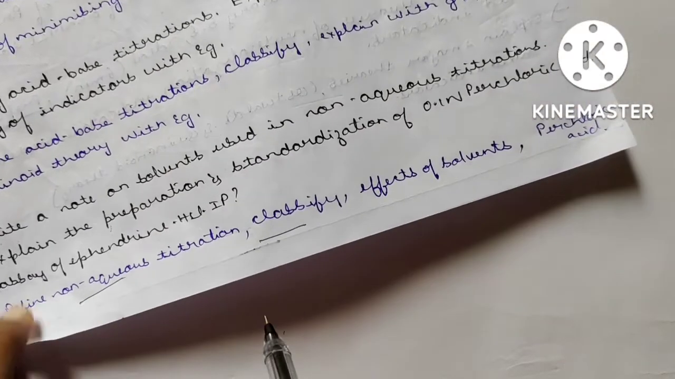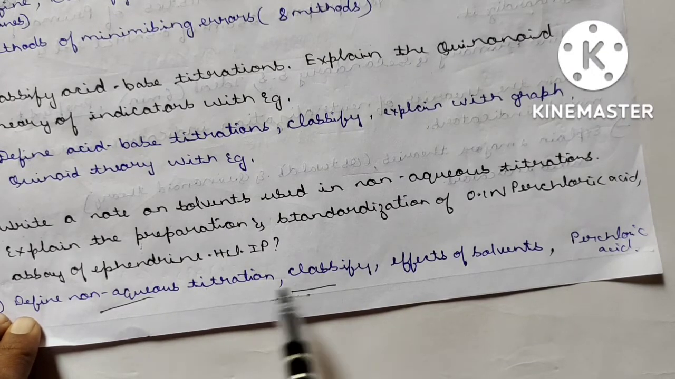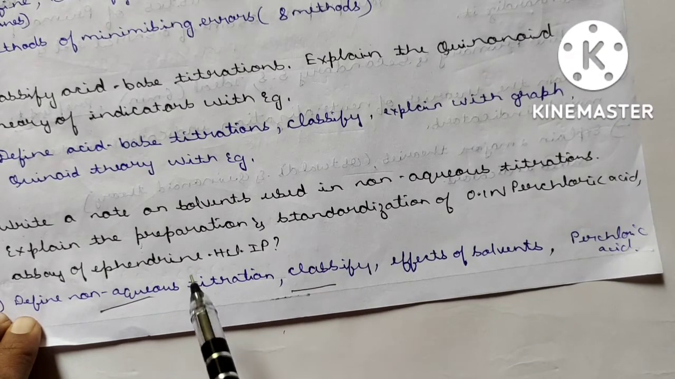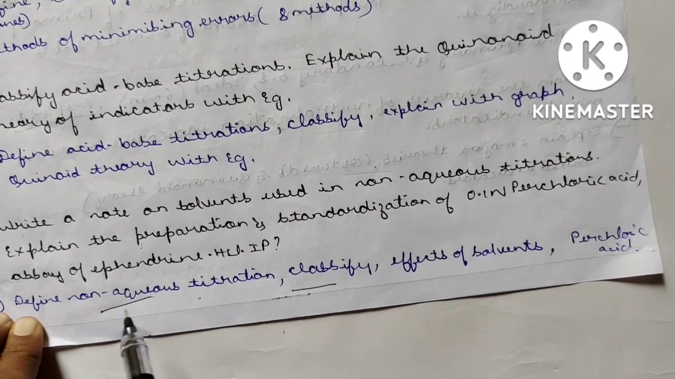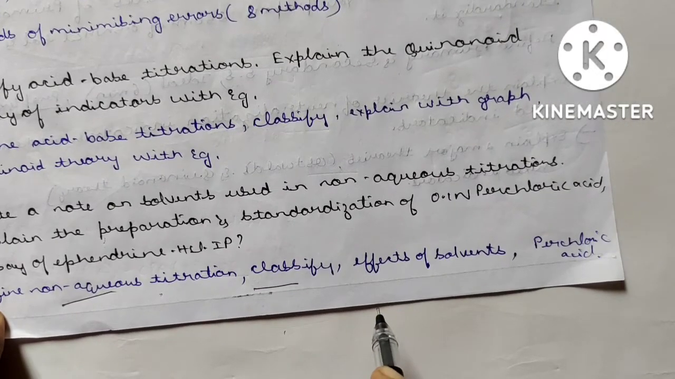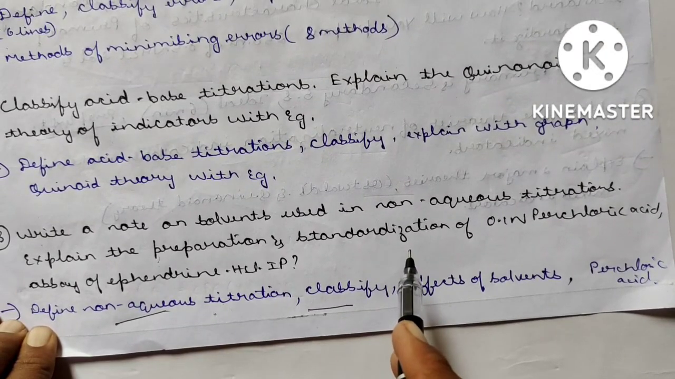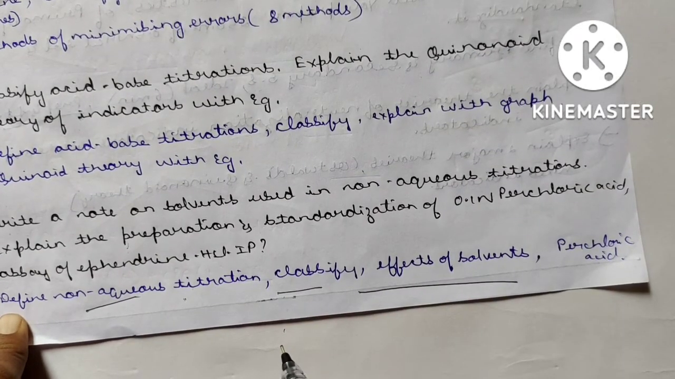After classification, you write one by one. Like you classified protic, aprotic, amphiprotic, then you take protic. You write about protic, give example. Then you write about aprotic, give example. Clear? After that, effects of solvent. Although effects of solvent are not asked here, you have to write them, like the effect of solvent on temperature and the leveling effect. These two you have to write down.